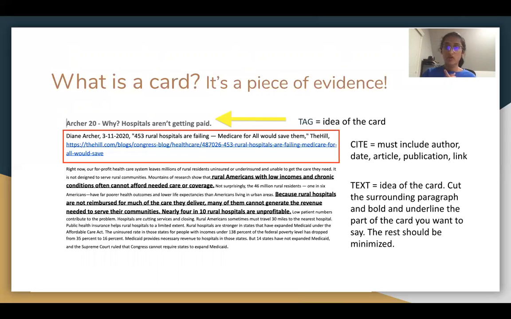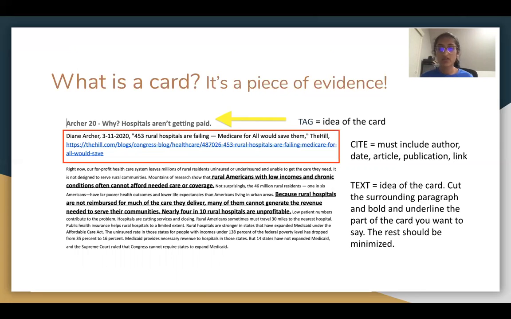And just a little bit more about evidence credibility. If you're debating Medicare for all and one of your cards is from the 1950s, probably isn't the most credible. So just keep that in mind. So here we have Archer 20. So some guy or girl, I guess, Diane Archer wrote this on March 11th, 2020. And then you usually have a tagline, which is the idea of the card. So right here is, why aren't hospitals getting paid?